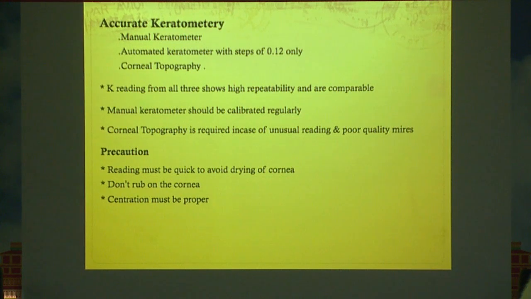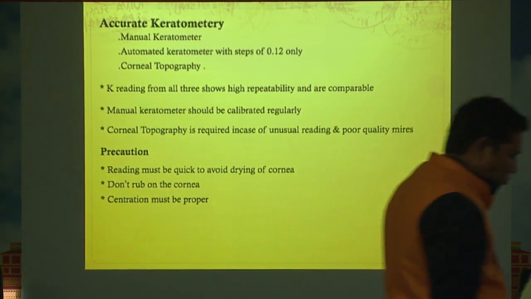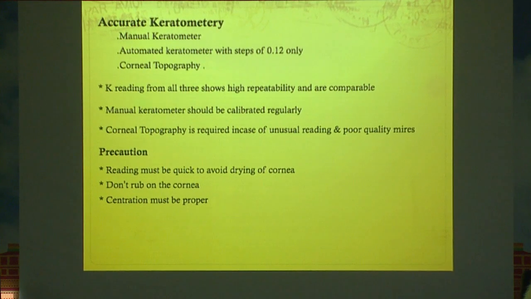Now, how to obtain accurate keratometry? You can have manual, automated, and corneal topography also. Most surgeons use the amount of astigmatism from one machine like the Master, and for the axis they use corneal topography. If you are not obtaining a good result with the keratometer, then you can use corneal topography for obtaining accurate keratometry. K readings for all three have high repeatability and are comparable.